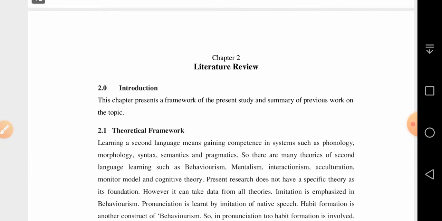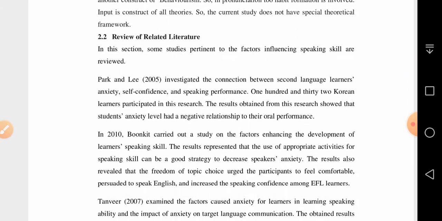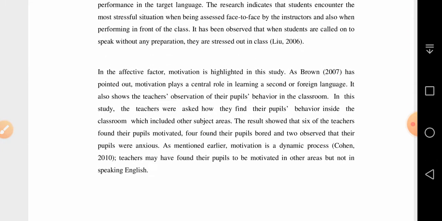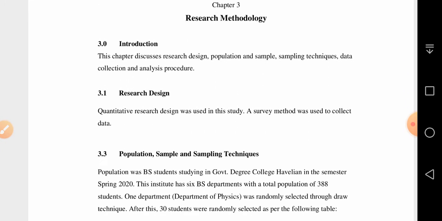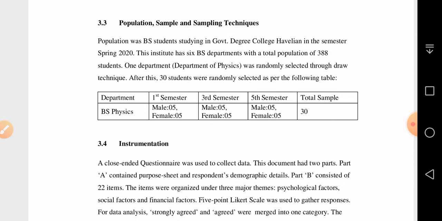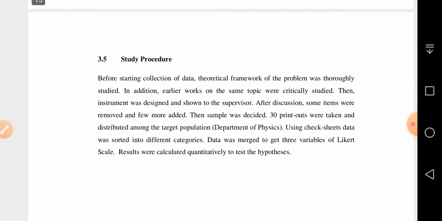Chapter 1 ends. Now this is chapter 2, literature review, theoretical framework, review of related literature, that is some studies mentioned here but on the same topic. And then research methodology, research design, population, sample and sampling techniques. I talked about these areas in a second video. Okay, so this video lecture has got 3 parts. You are listening right now to the third part of this lecture. So part 1 and part 2 should be listened to. So instrumentation, data collection, study procedure.